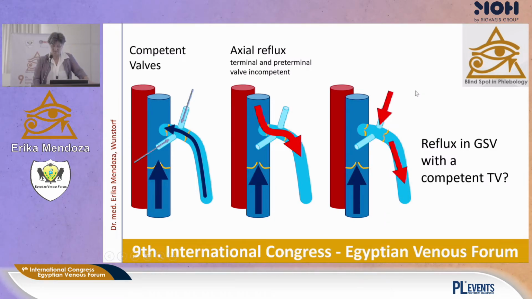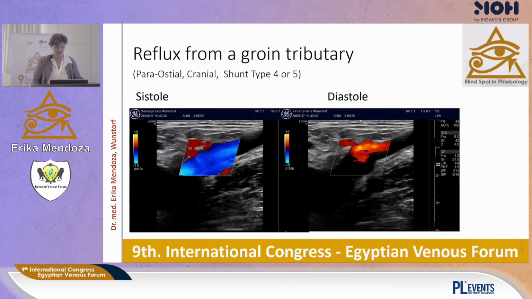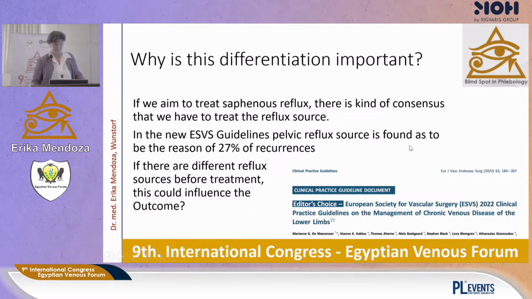But we have refluxes in other situations, like a competent terminal valve and reflux from a groin tributary, with an anterograde flow in this terminal valve. And this is the very important difference between this situation and this one. It is a non-axial reflux, or also paraostial reflux. You see in systole the same situation as in the other with the terminal valve incompetency, but in diastole there is no reflux from here. It is only from the tributary of the groin.